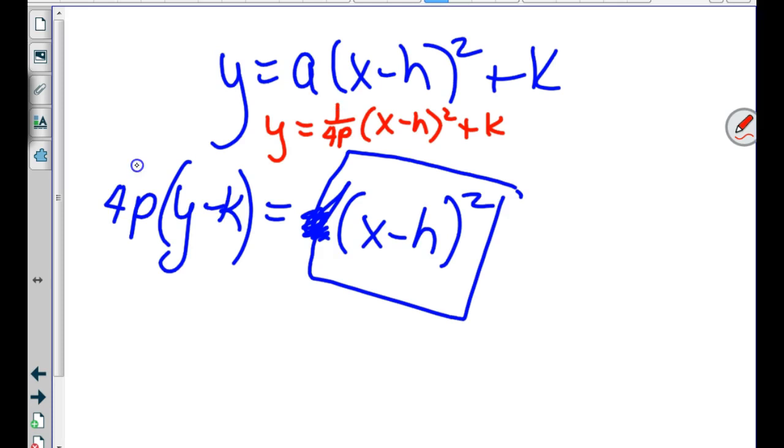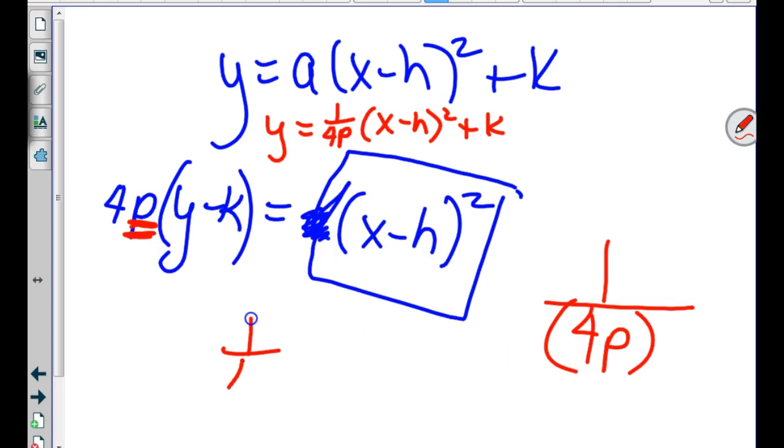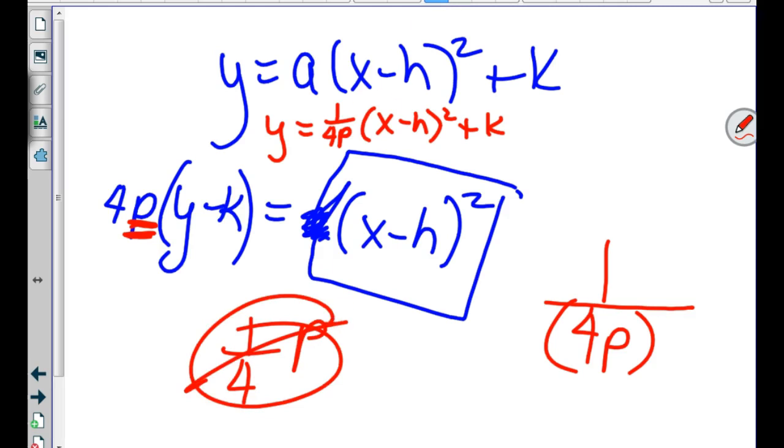Okay? What is p again? You have to know what p is by concept. The p is the distance from what? The vertex to the focus or the vertex to the directrix. So this is a distance. Developing the 4 is kind of complicated. Just know that there's a 4 there. I'm going to let you use this reference sheet anyway. The other thing I want you to be real clear on: this is 1 over 4p. It's not 1/4 p. Do you understand that the p is in the denominator? So it's 1 over 4p.